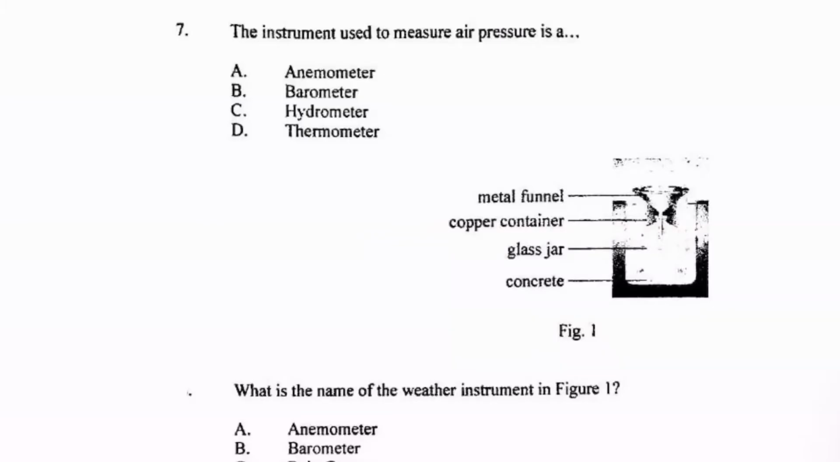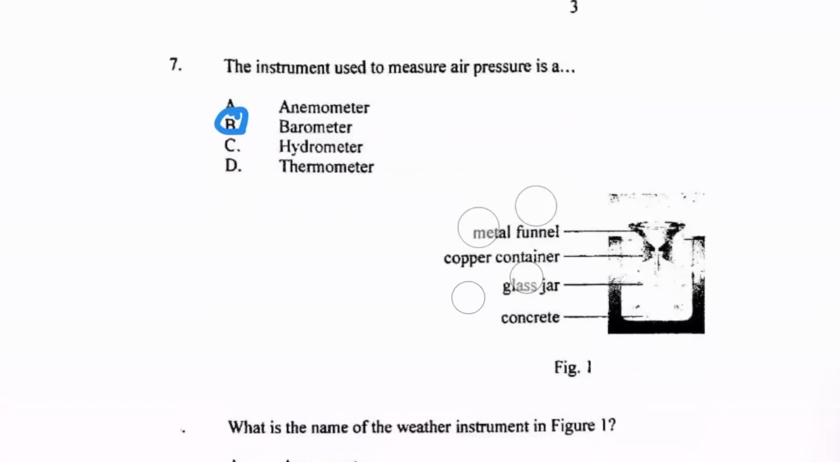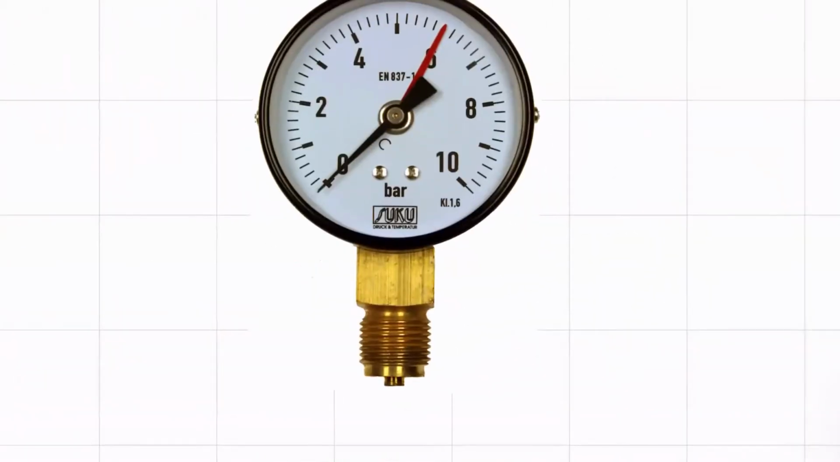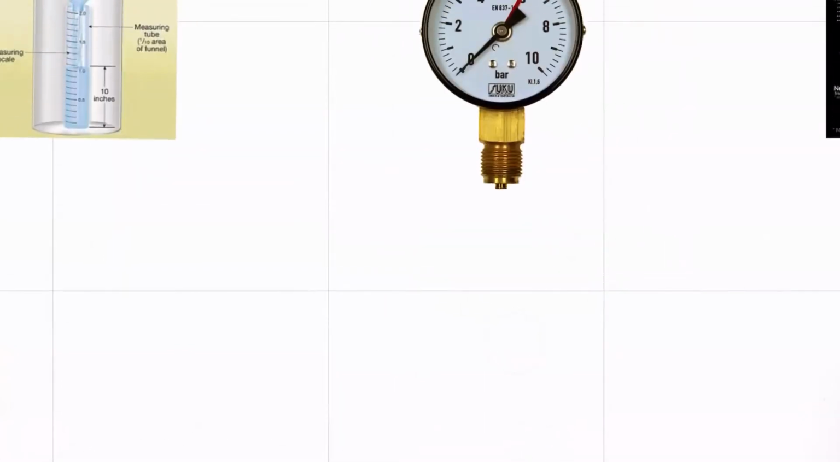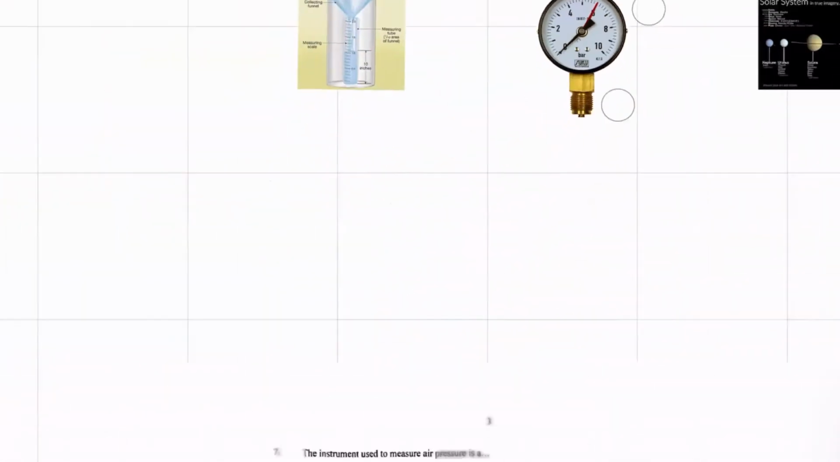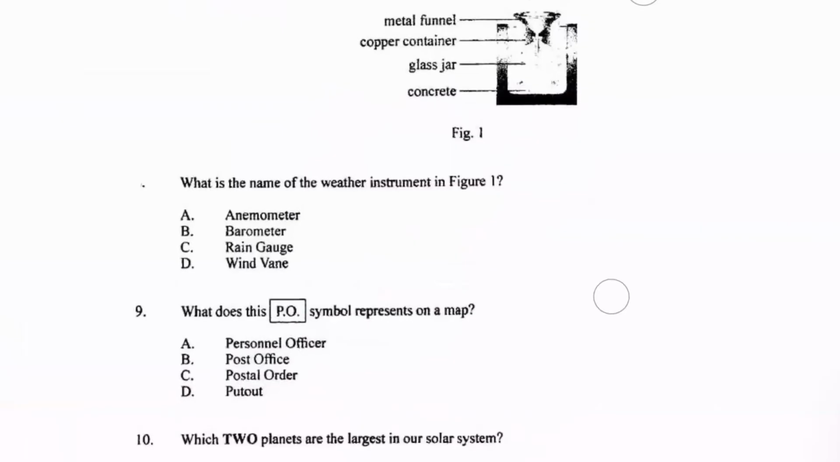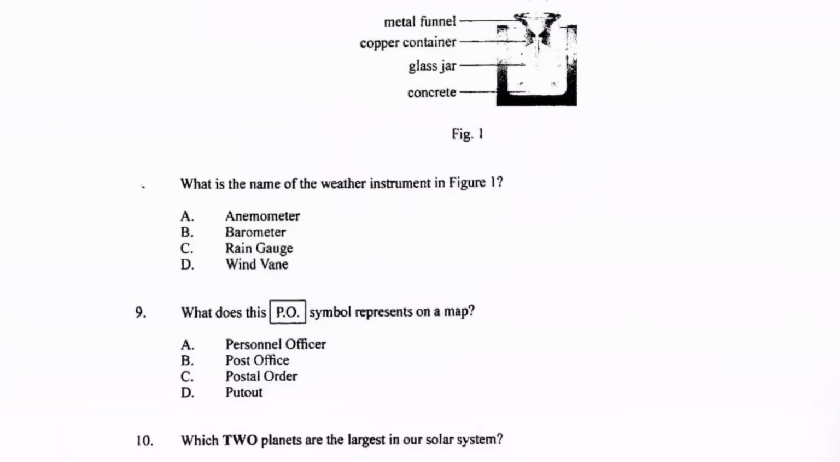So most people are saying B, and the answer is B. It's a barometer. Let's see what that looks like. That's what a barometer looks like. The barometer measures the pressure of the air. Okay. Now, take a look at figure 1.